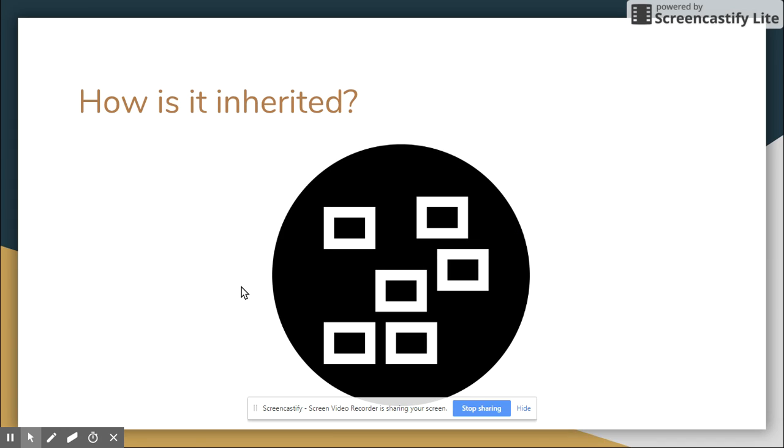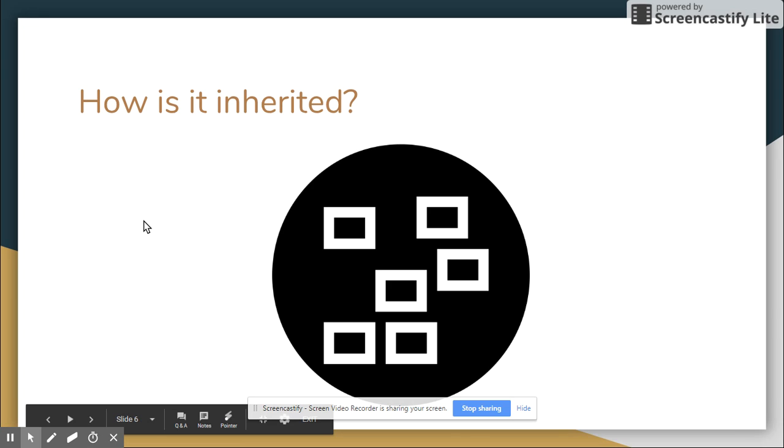How is Edwards syndrome inherited? It's very rare that it would be inherited genetically, but most of the time it is a random mutation that occurs during the formation of a sperm cell or an egg cell. So this just represents the spontaneous and random mutation.